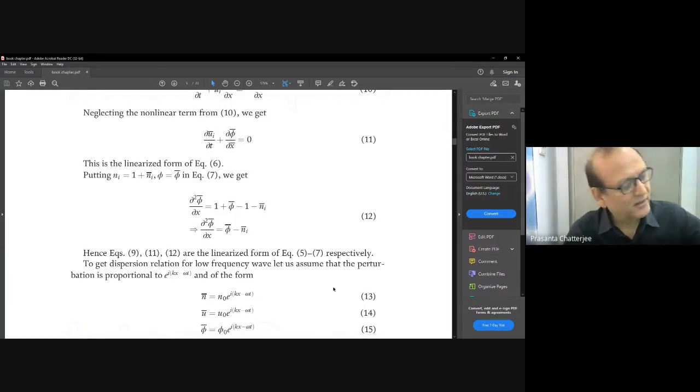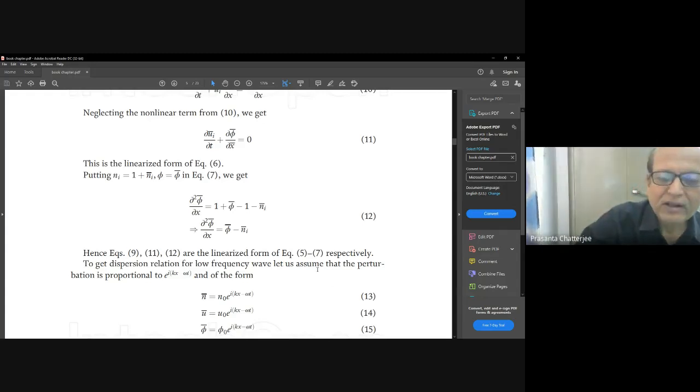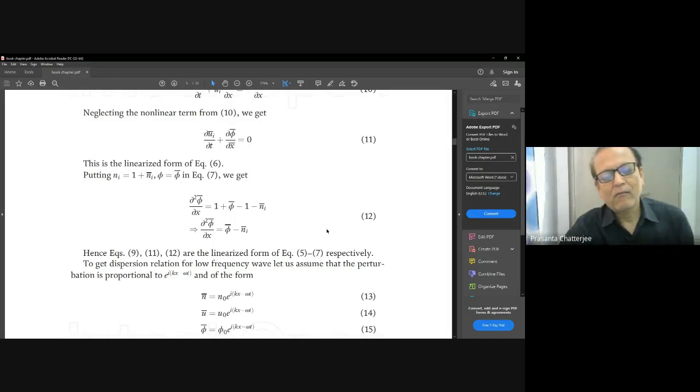Next step, we want to find the relation between omega and k. Any sinusoidal wave can be written in the form sine of kx minus omega t. K is the wave vector, omega is the frequency. Since it is easier to calculate an exponential function than a sine or cosine function, for a wave we generally consider e to the power i into kx minus omega t, because cos and sine are nothing but the real and imaginary parts of e to the power i into kx minus omega t.